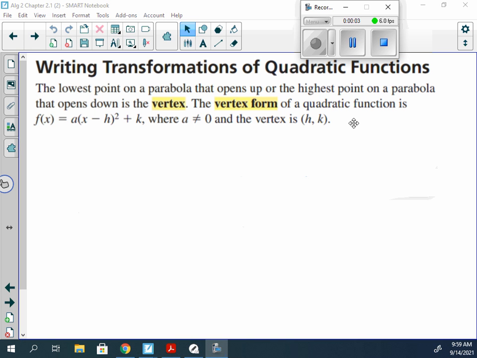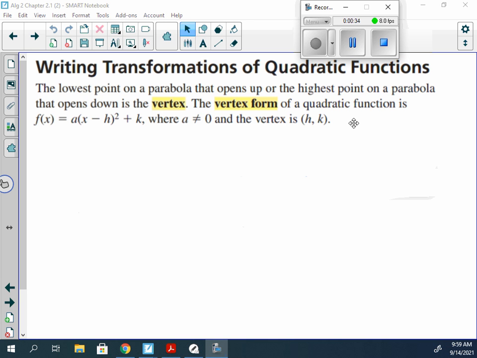Writing transformations of quadratic functions. So yesterday, or Friday really, we talked about looking at how they move. When we look at the function, how does it move up, down, left, right, vertical stretch, vertical shrink, horizontal stretch and shrink, as well as reflections across the x-axis or the y-axis. And really just looking at the function and determining how is it moving, how is it changing from the original parent function y equals x squared, or our x squared function, to this one here.